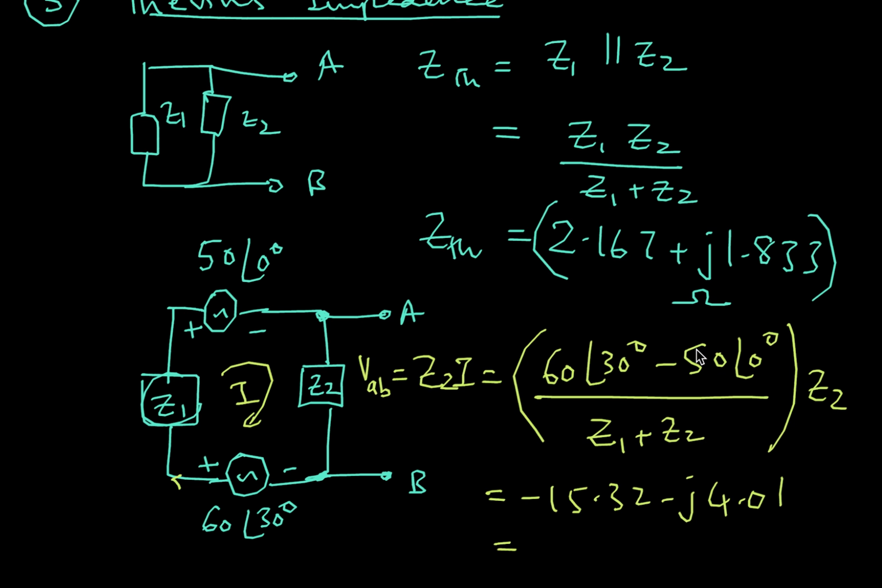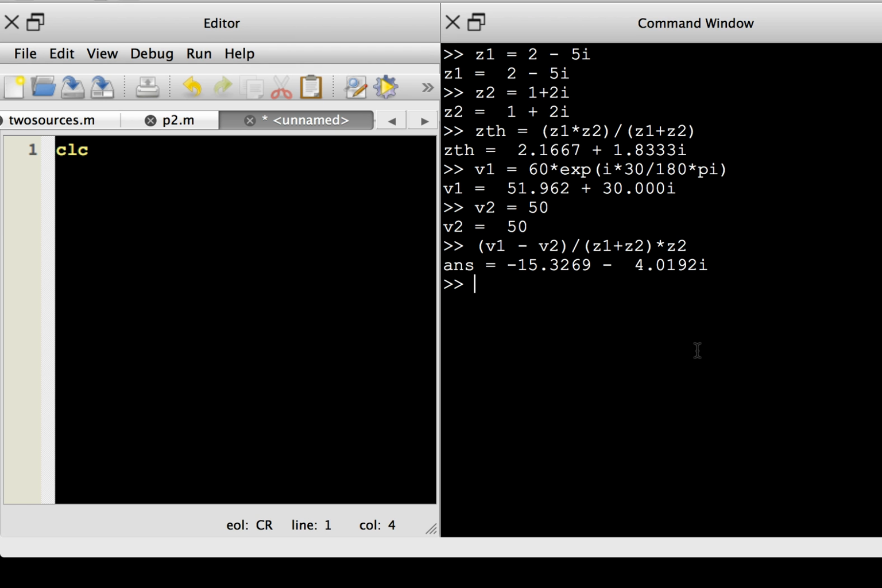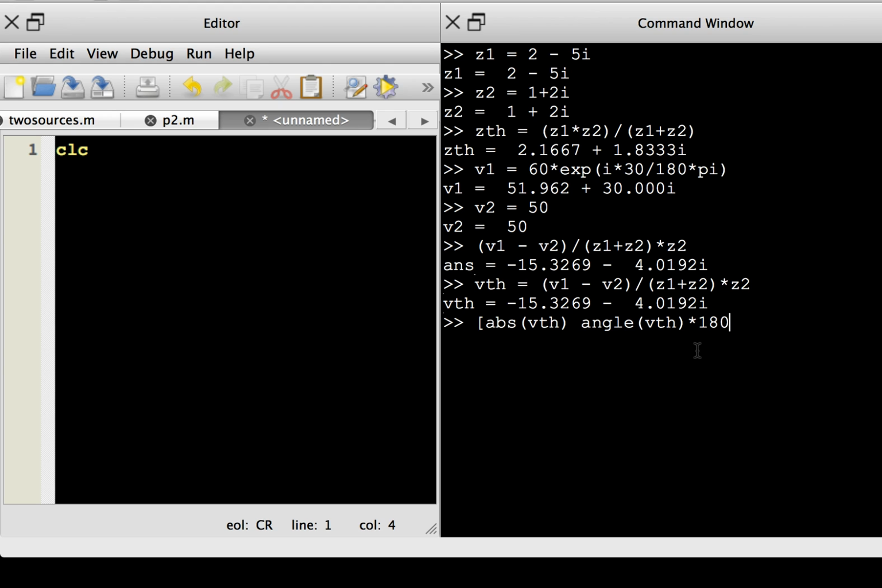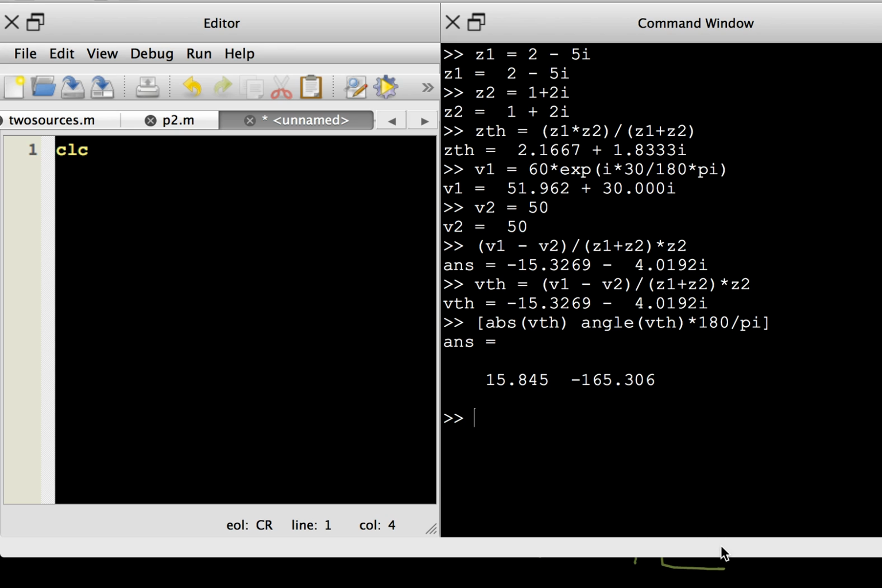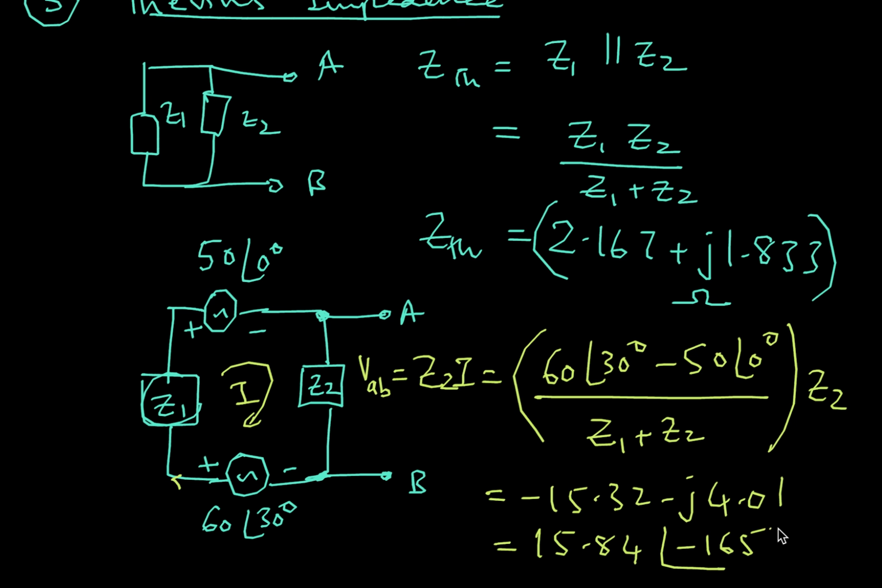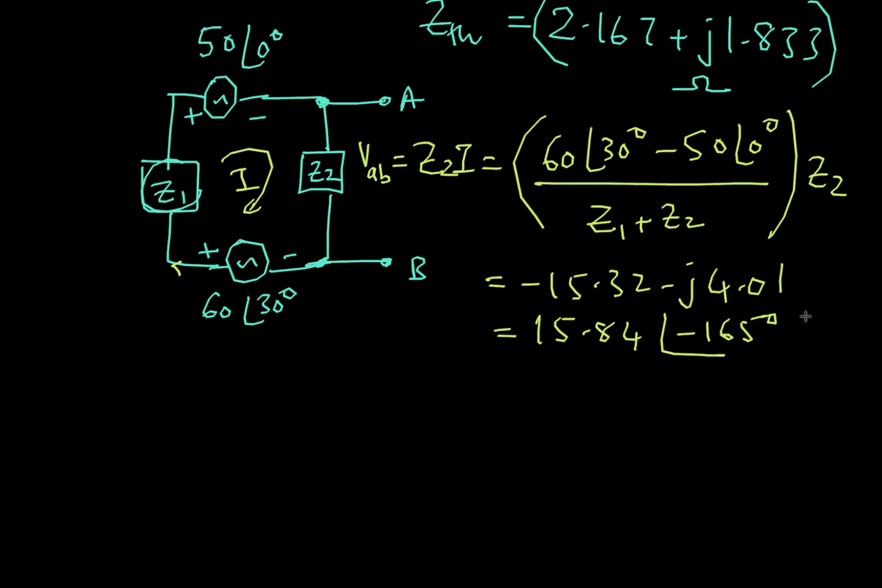So let's convert this into polar form. I'll store this as VTH. So the absolute value of VTH and the angle of VTH converted into degrees. Here I am getting 15.84 at an angle of minus 165 degrees. So this is my voltage, Thevenin's voltage.